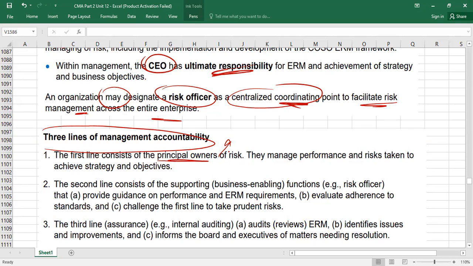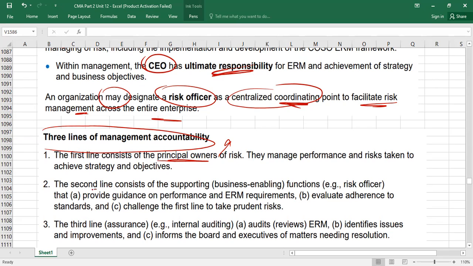And for example, if the risk is related to exchange rate, which should be the responsibility of, let's assume, the finance people, then the finance manager could be the principal owner. He is responsible for identifying the risk from the day-to-day activities and managing it. So that is called the principal owner. This is the first line of defense.